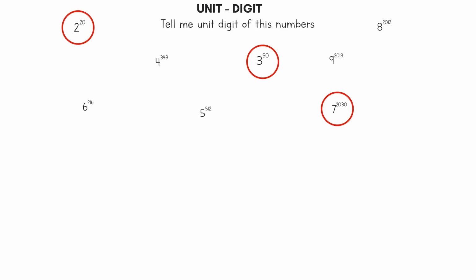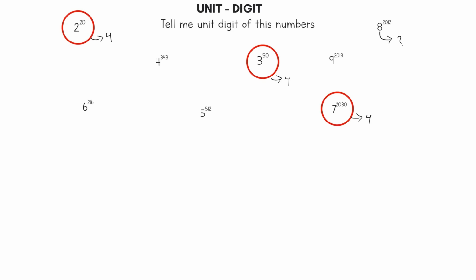So after checking the cyclicity of 2, 3 and 7 as 4, let us now come on to 8. Okay, we know the cyclicity of 3 is 4. Let us now come on to 8 and check what is actually the cyclicity of 8. You can pause the video here and check it by yourself.